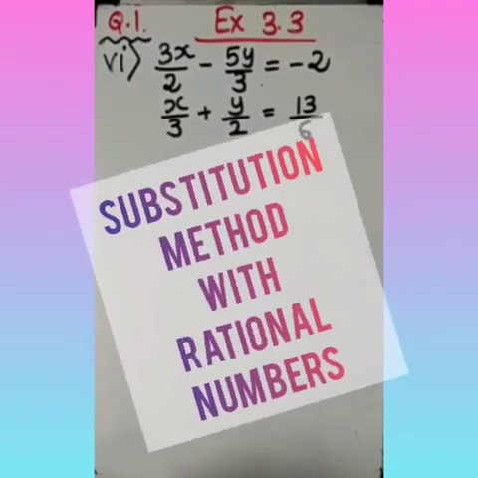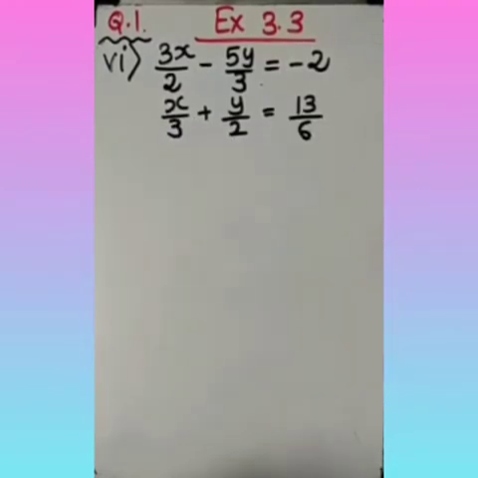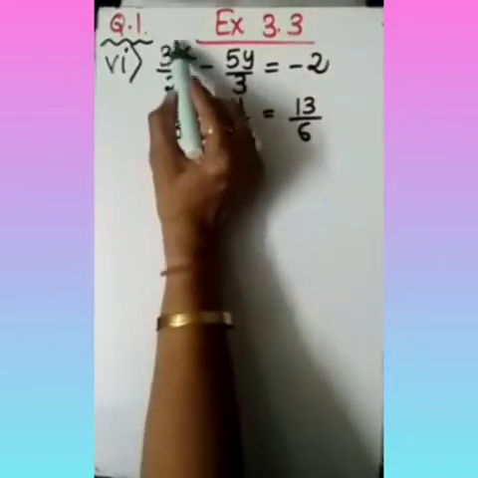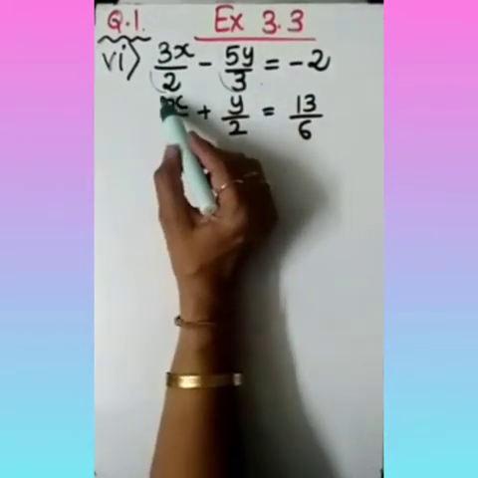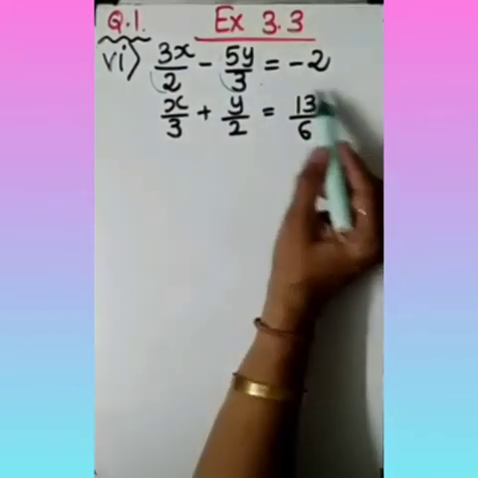Now here in exercise 3.3 question 1, we are going to apply the substitution method. The question we are given is 3x by 2 minus 5y by 3 equal to minus 2, and the second equation is x by 3 plus y by 2 equal to 13 by 6. But the problem is that we have not studied this type of equation, because all the coefficients given are rational numbers: 5 by 3, 3 by 2, 1 by 3, 1 by 2.